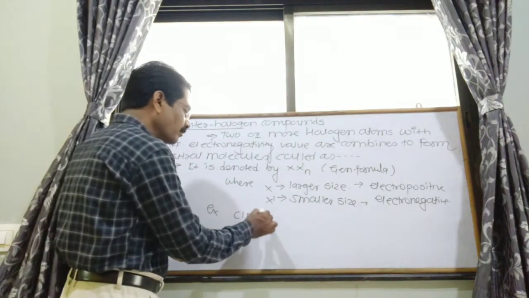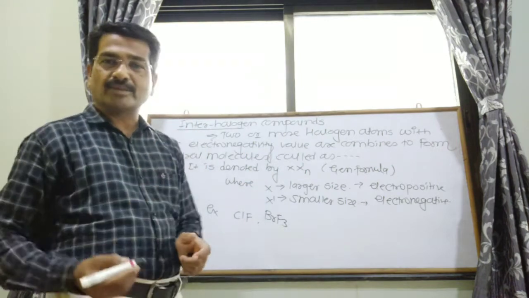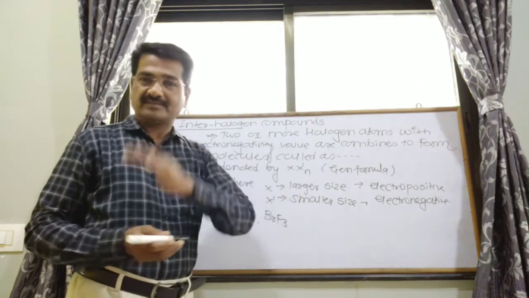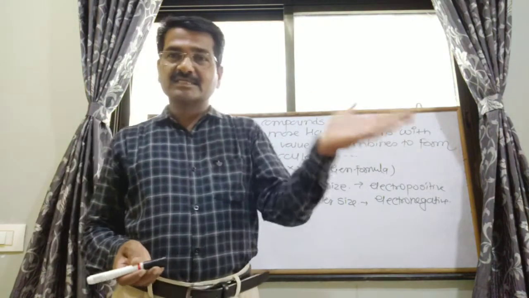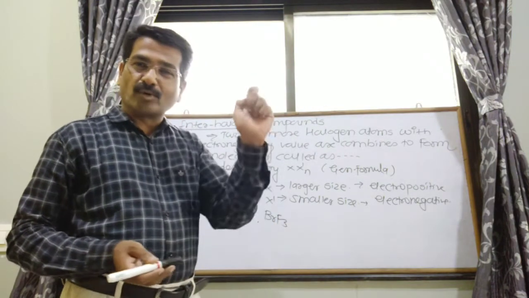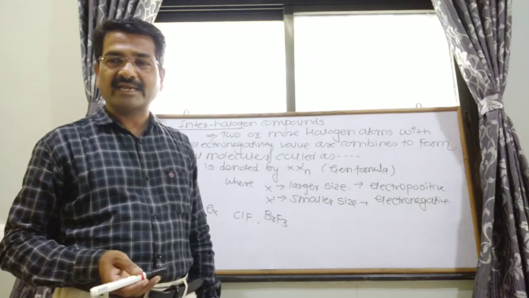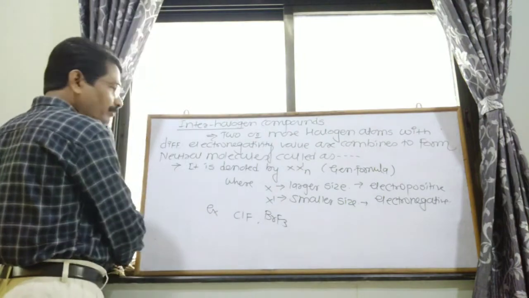Another example, BrF3, is another interhalogen compound. In this compound, bromine is the parent and fluorine is the substituent attached to the bromine. So the name of that compound is bromine trifluoride. So these are the interhalogen compounds.